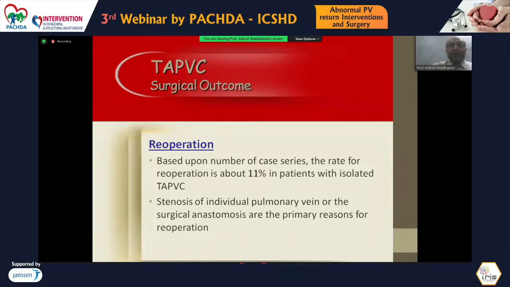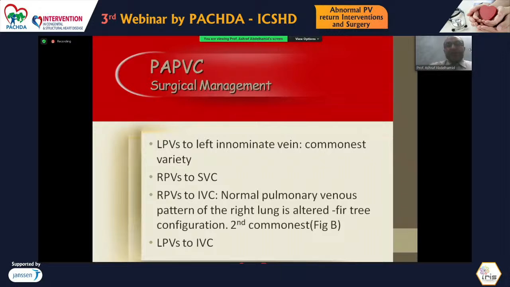pulmonary venous connection. For partial anomalous pulmonary venous connection, we usually find the left pulmonary veins draining into the left innominate vein, and this is the commonest variety, but we have other varieties like right pulmonary veins to the SVC or to the IVC, or the left pulmonary veins to the IVC. In all of them, if we have a significant hemodynamic effect, we go for surgery. Otherwise, we keep it the same.